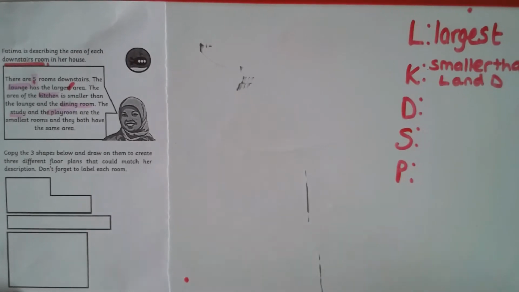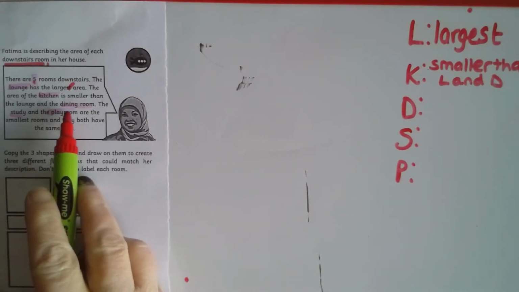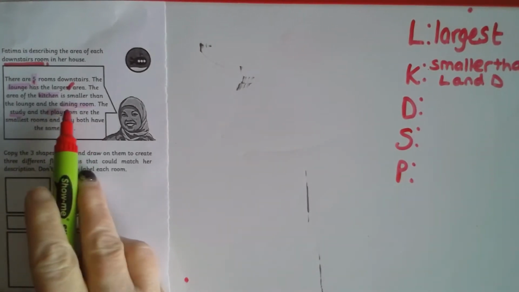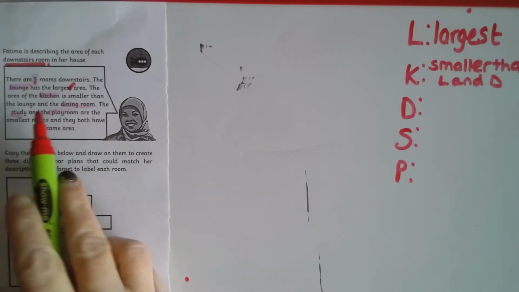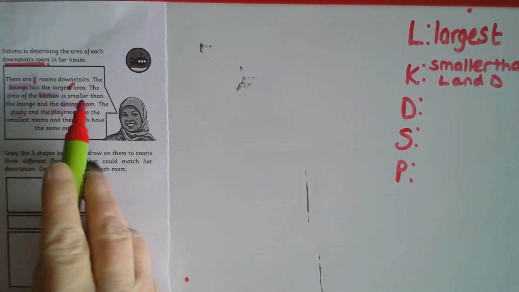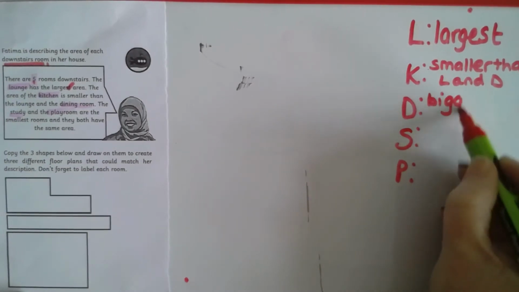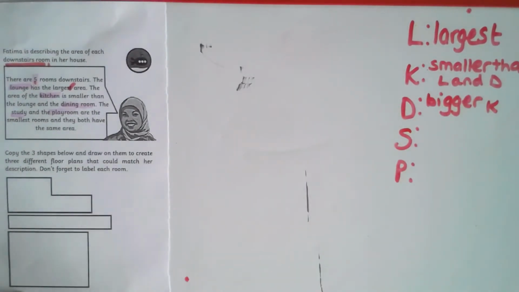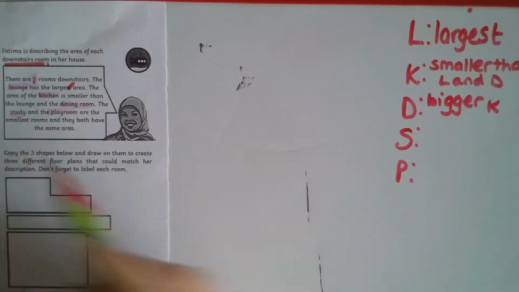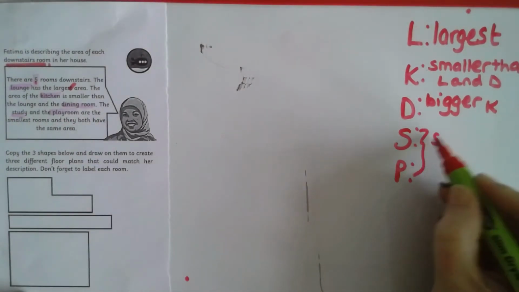I don't know much else about the dining room other than it's bigger than the kitchen, because here the kitchen's smaller. So I know that the dining room is bigger, it's got a larger area than the kitchen. And then the study and the playroom, so both of these rooms are the smallest rooms, and they have the same area.